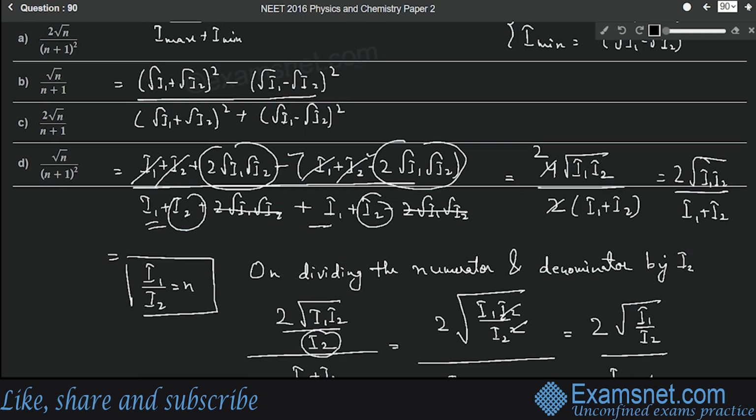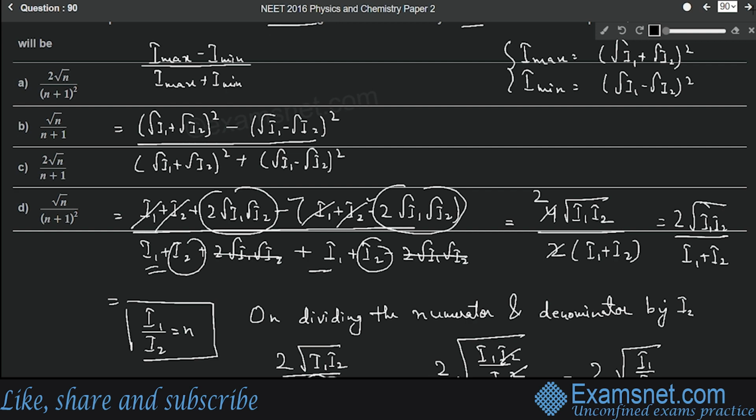Let's check. In the first option we have 2 root n upon (n plus 1) square. No, square will not be there. In the second option we have root n. No, we have to get 2 root n. In the third option we have 2 root n upon n plus 1. Yes, this is the result. So option C will be the correct answer.